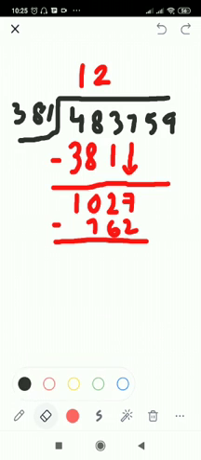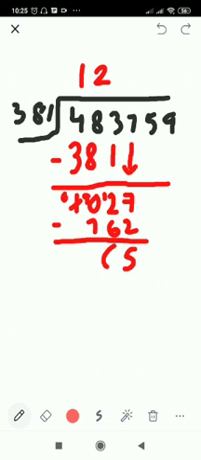All right, so we are going to subtract it. 7 minus 2 we get 5. 2 minus 6 we cannot do, so we are going to borrow from this one. The 0 cannot give it, so we are going to borrow from this. This will be 9 and this will be 12. Okay, and this will be 0. So 12 minus 6 will be 6, and 9 minus 7 will be 2. Next we are going to bring down this number 5 here.